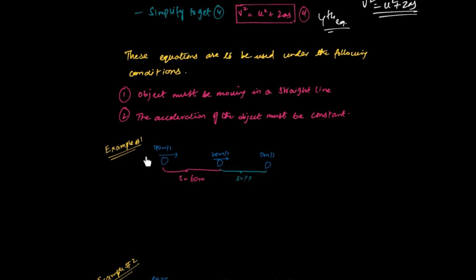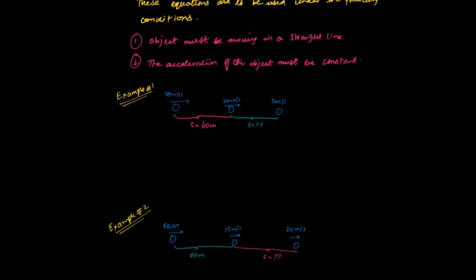So the first question says that the object starts at 40 meters per second. Then after traveling a distance of 60 meters, it has a speed of 20 meters per second. And then we have to find the unknown distance that it travels before it comes to the position of rest and stops. So we could deduce that we have the distance, and we know the final speed and the initial speed.